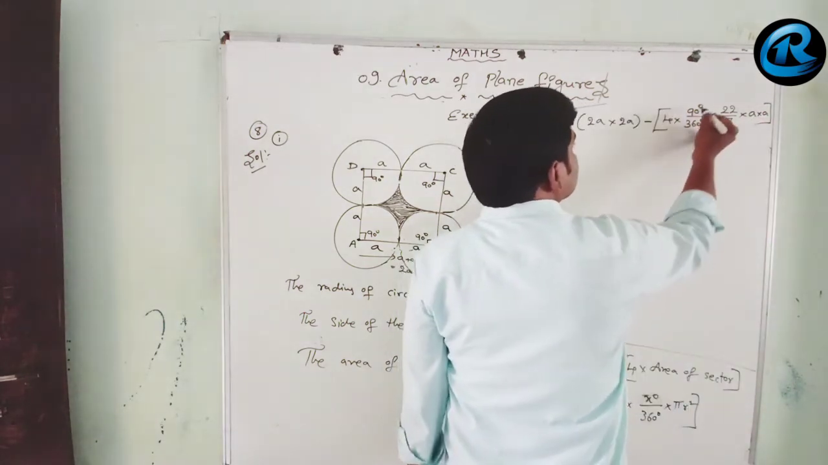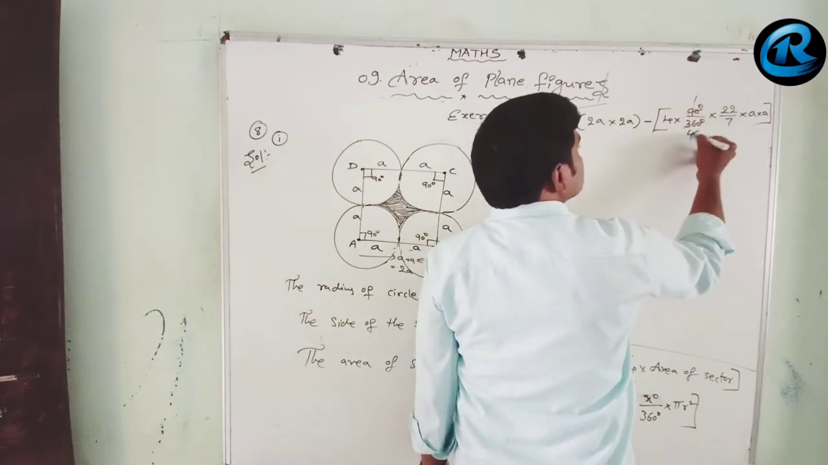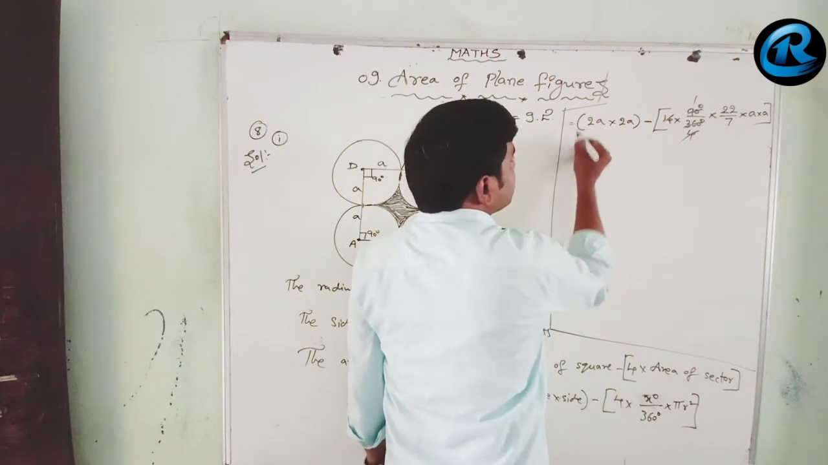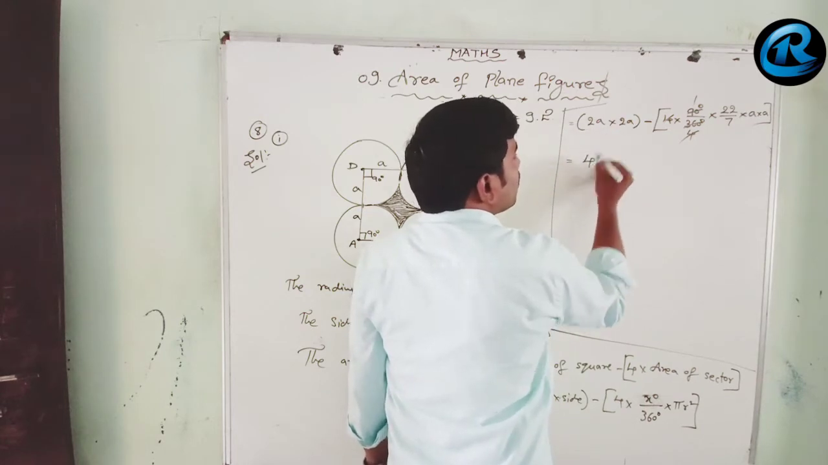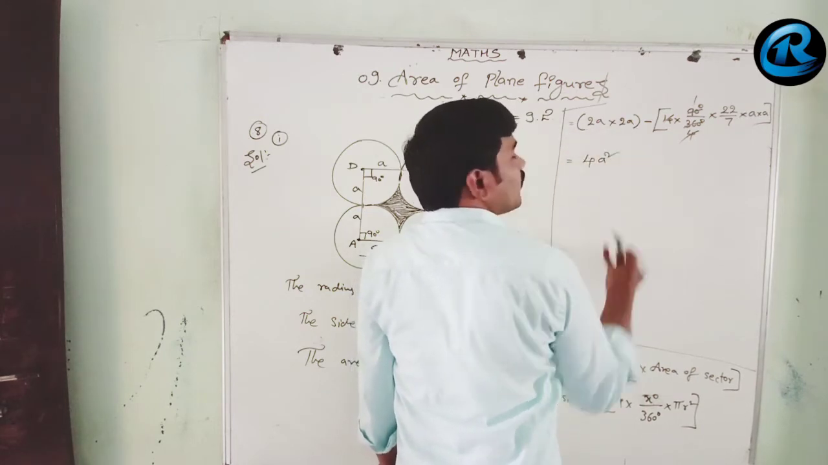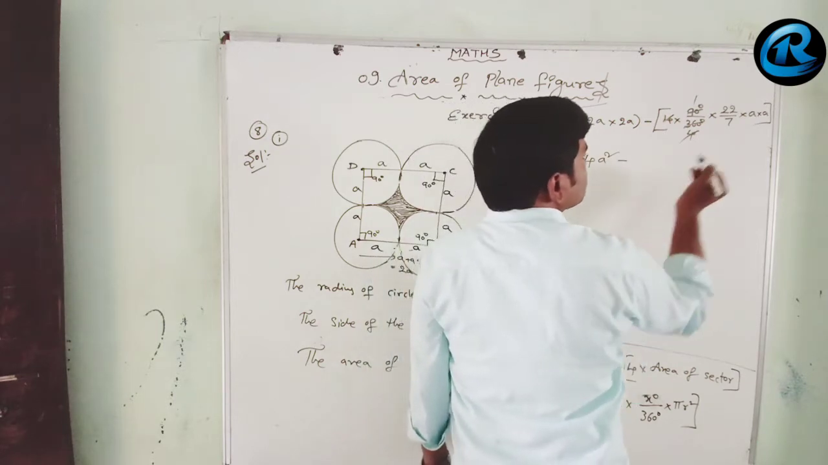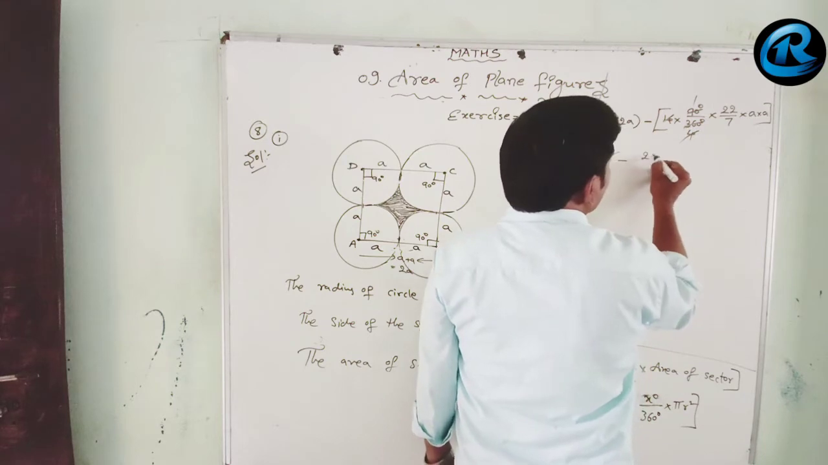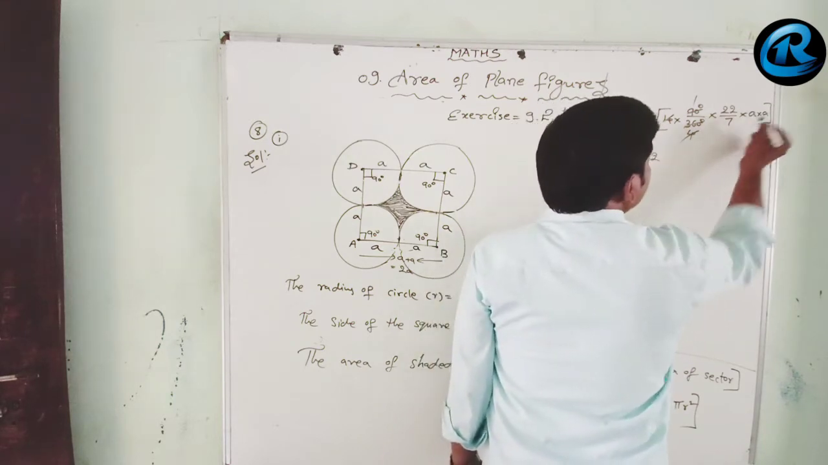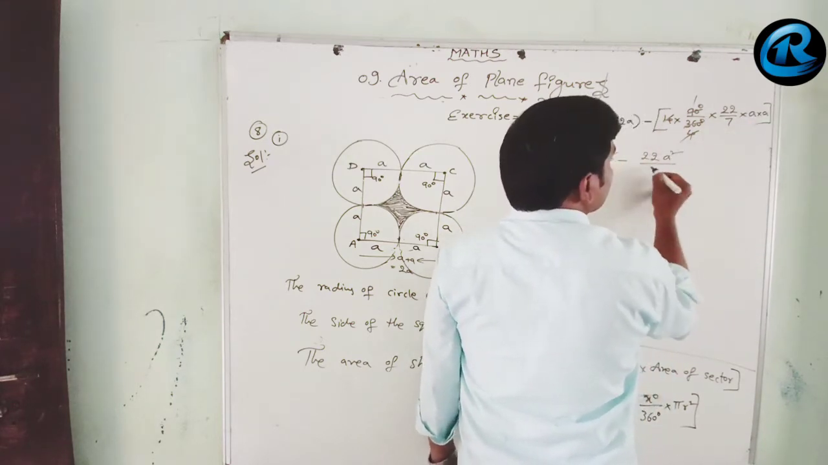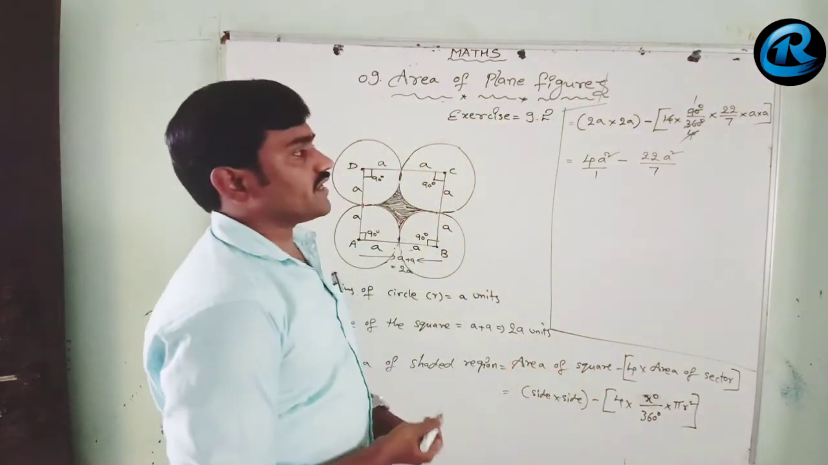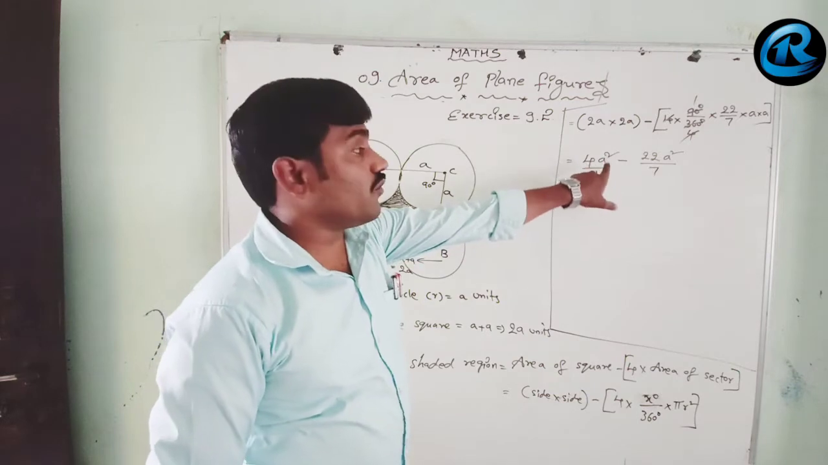Okay, let us cancel here. 91s, 94s, the 4 ones get cancelled. Here we get 2 into 2, 4. A into a is a square, that is 4a square minus 22 into a into a, it is a square, 22a square by 7. So this we write 4a square as 4a square by 1.